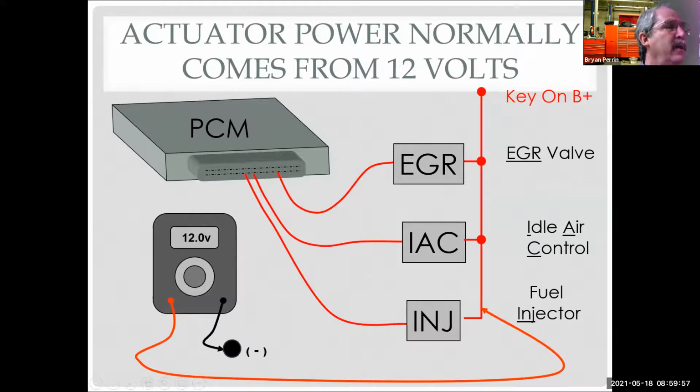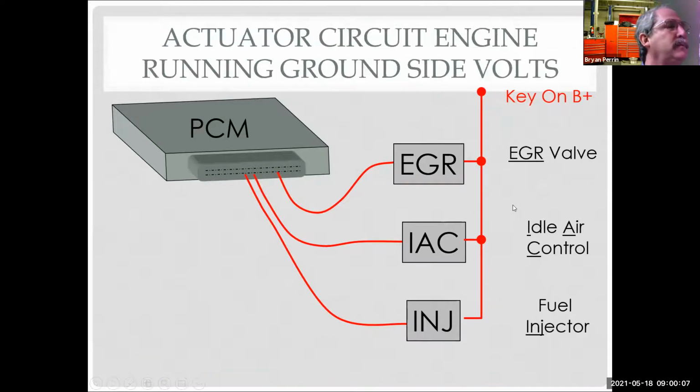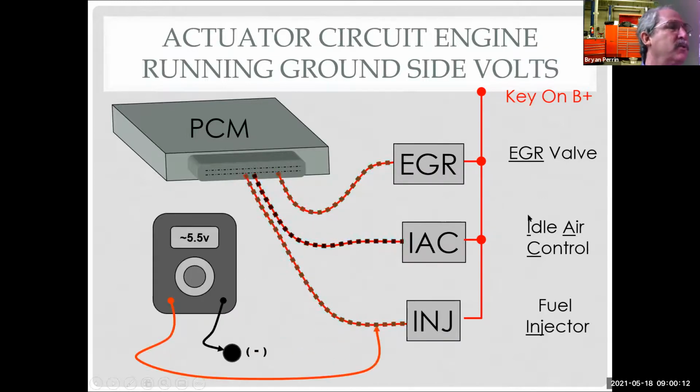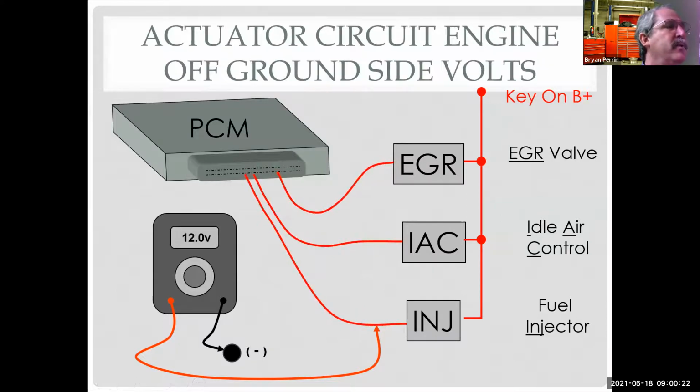So as I look here, I've got my digital multimeter and I can see 12 volts on the supply side. I should have the same 12 volts in all of these. And we're going to pulse it. If I was close to a 40% duty cycle, I'd see around 5.5 volts. When we turn it off, we would see 12 volts. So key on engine off, for example, I'm going to see 12 volts on both sides of my actuator.